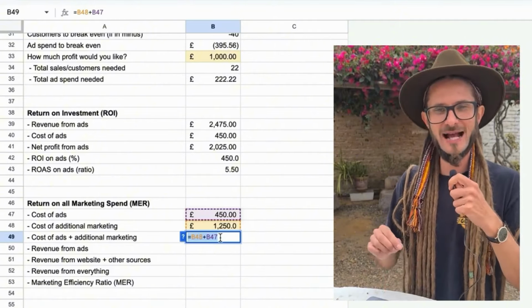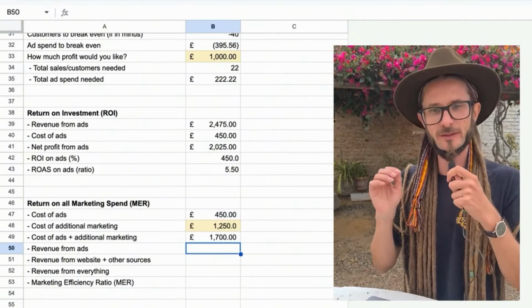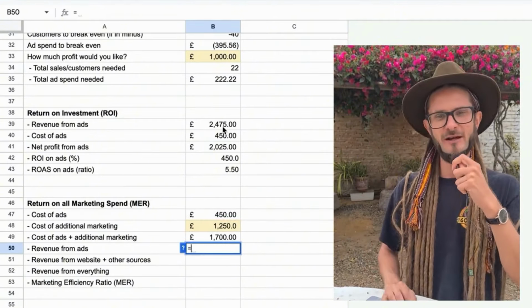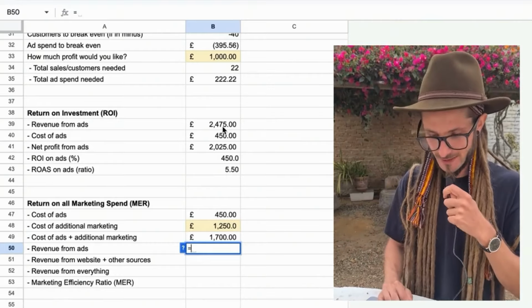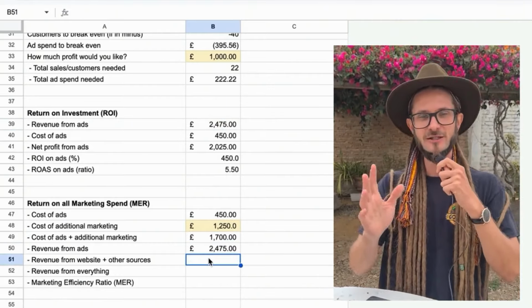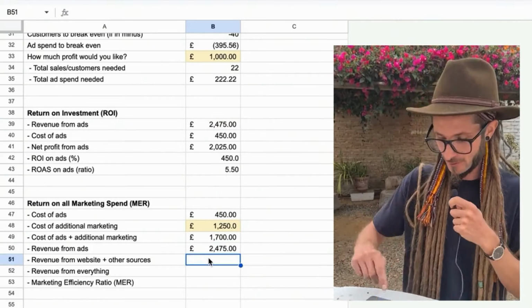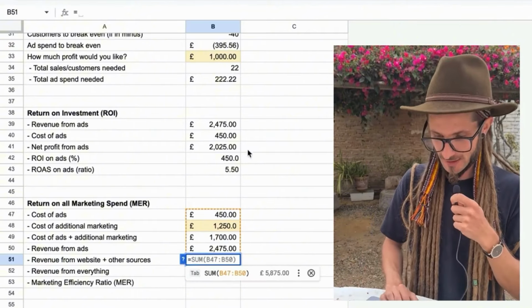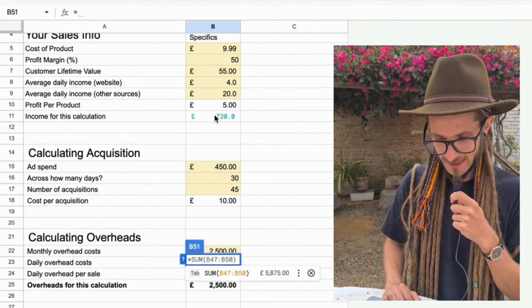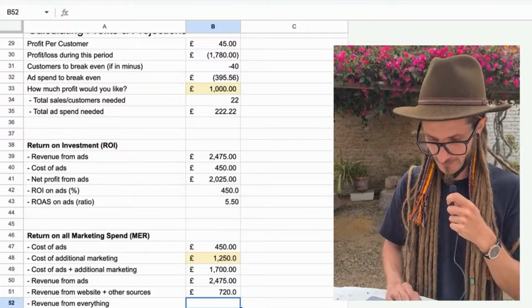Then we look at the cost of ads and marketing together. So we add the two figures on top. The revenue from ads is getting pulled up from the top as well, so I'm going to add that in here. The revenue from website and other sources is from the calculation that we did above. Okay, so that's looking at this one here, income for this calculation, £720.